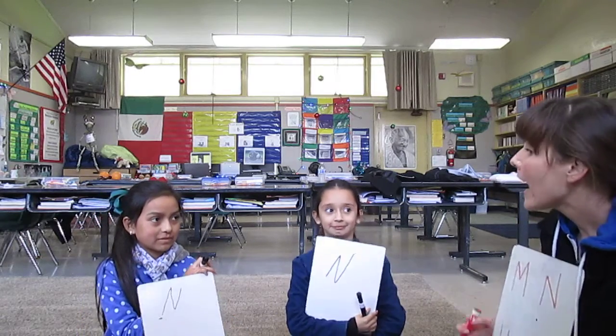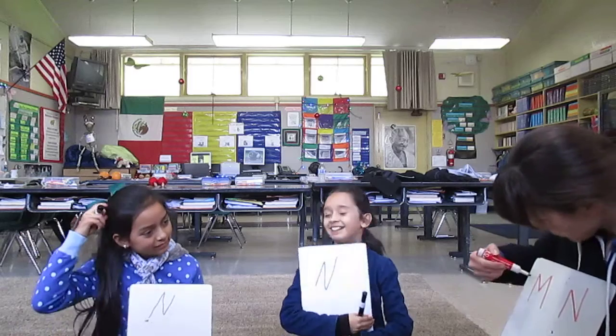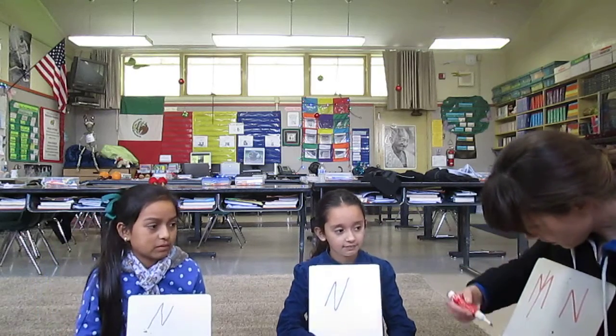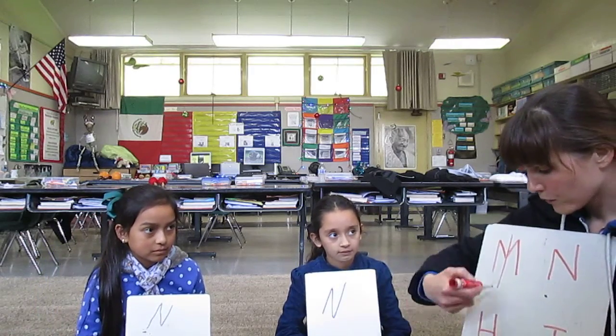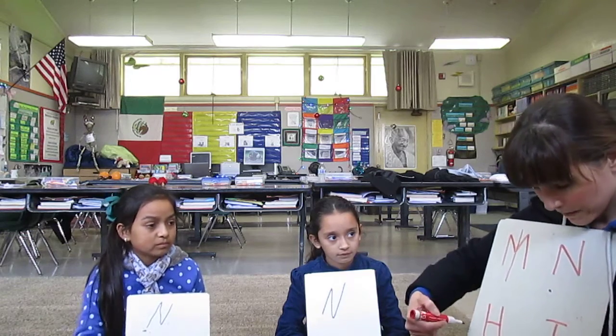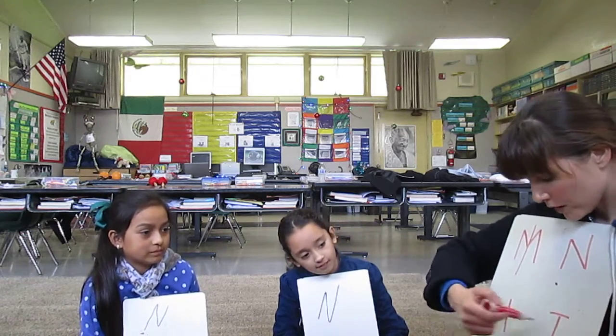And let's see what the girls came up with. Go ahead and flip your papers over. I agree with you. N does not have a line of symmetry. M has a line of symmetry right here. H, you can actually go both ways, vertically or horizontally. I, you can go both ways, vertically or horizontally.